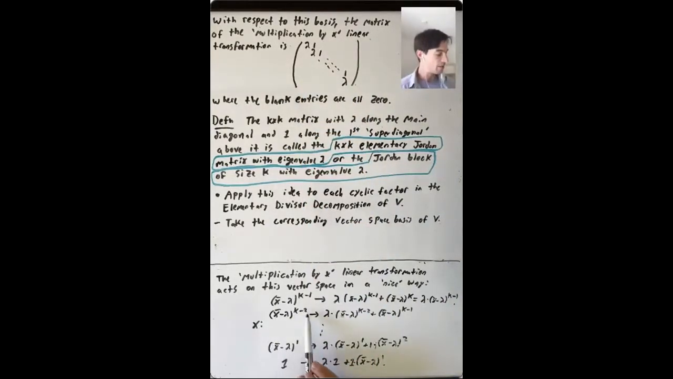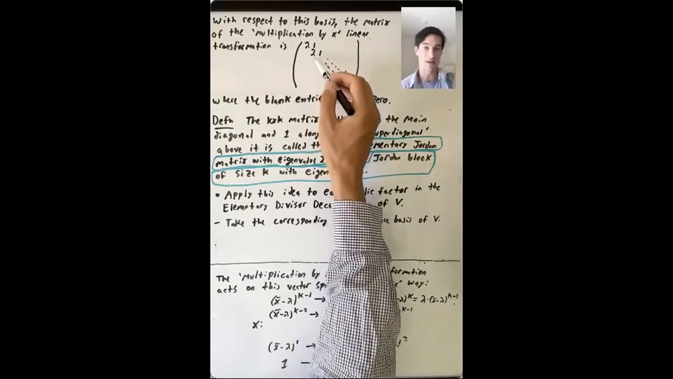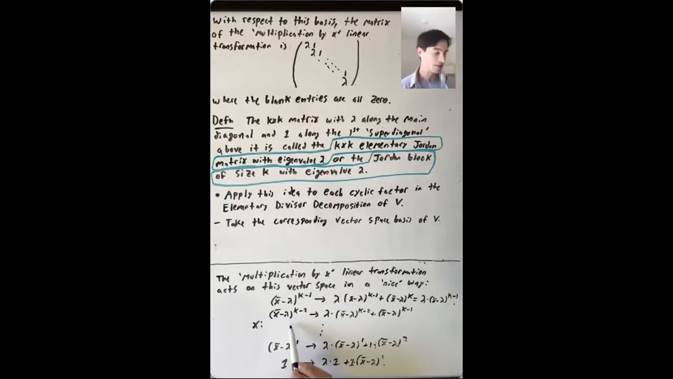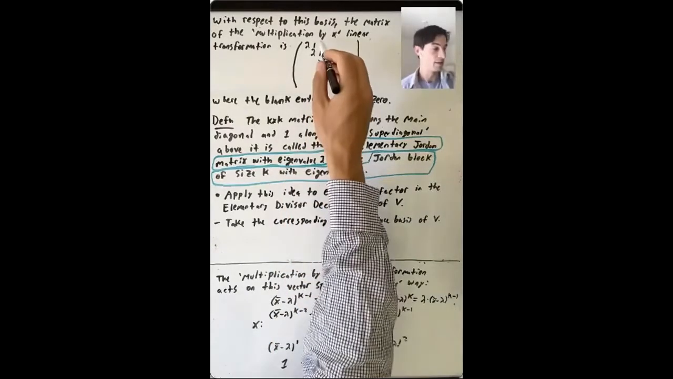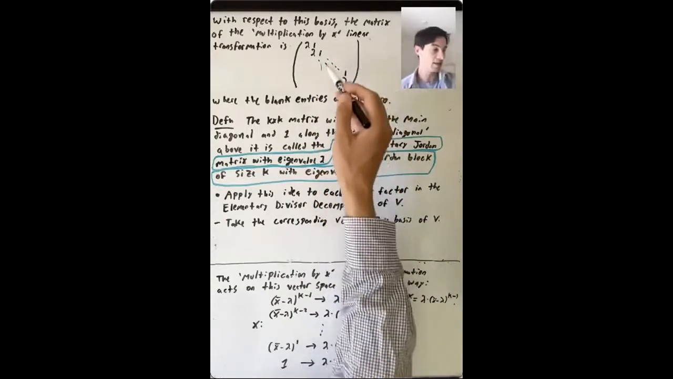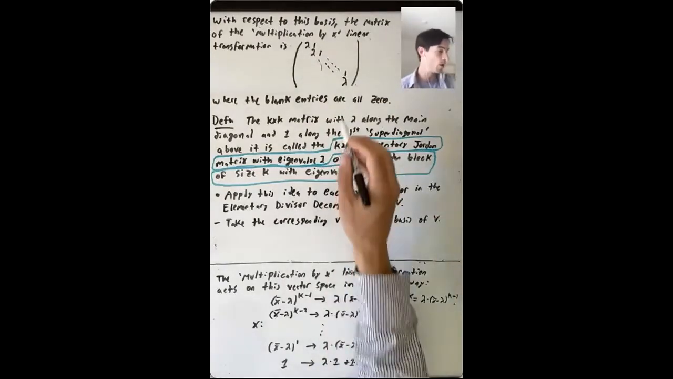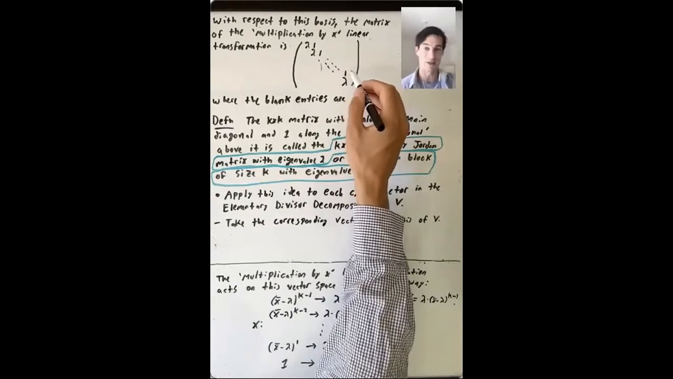(x minus lambda)^(k-2) gets sent to 1 times (x minus lambda)^(k-1) plus lambda times (x minus lambda)^(k-2). So 1, lambda, zeros below. (x minus lambda)^(k-3) gets sent to 1 times (x minus lambda)^(k-2) plus lambda times (x minus lambda)^(k-3). So 0, 1, lambda, zeros below. Continuing in this way, in the end, the very last one, 1 gets sent to lambda times 1 plus 1 times (x minus lambda)^1.